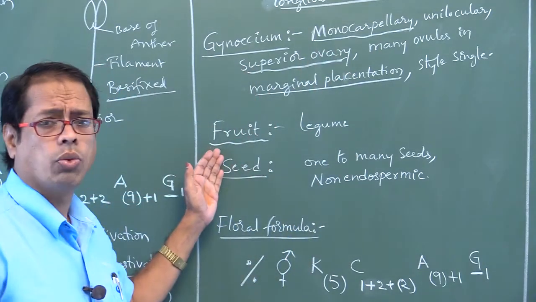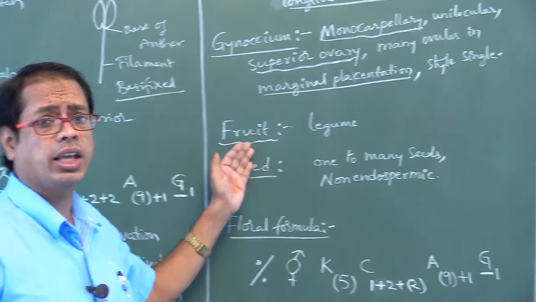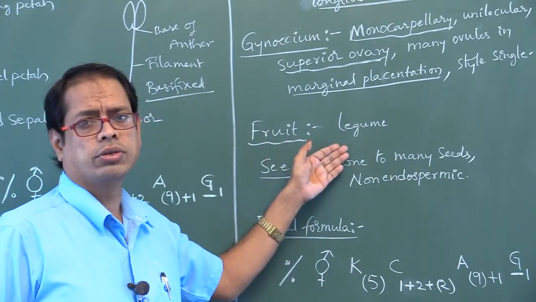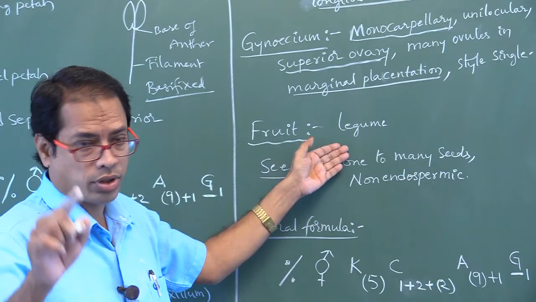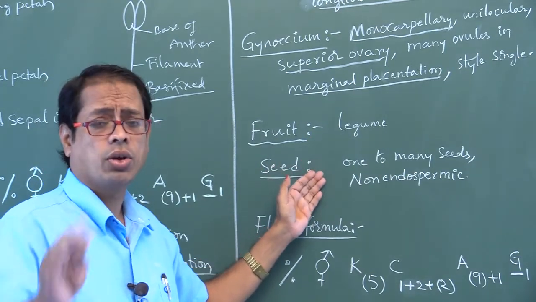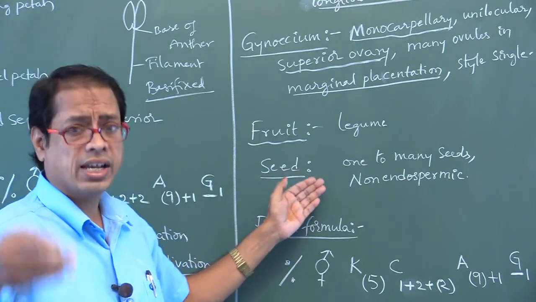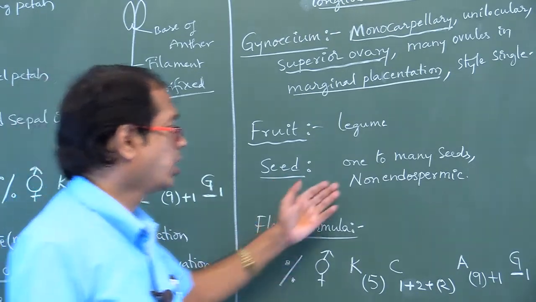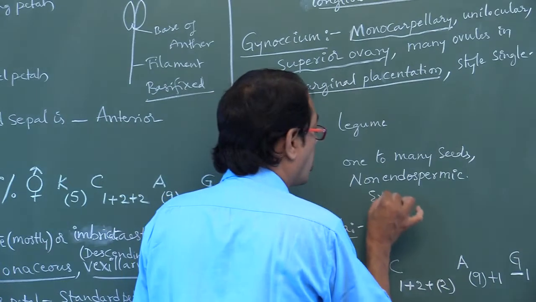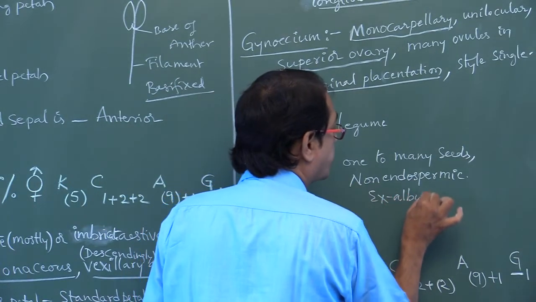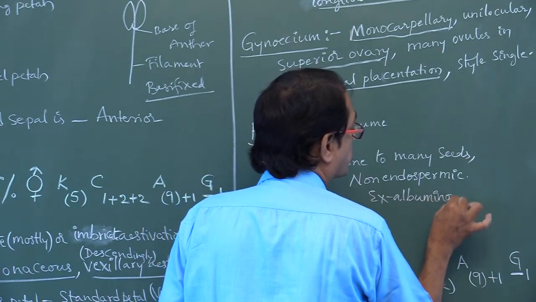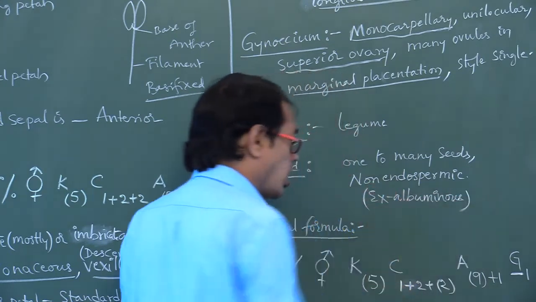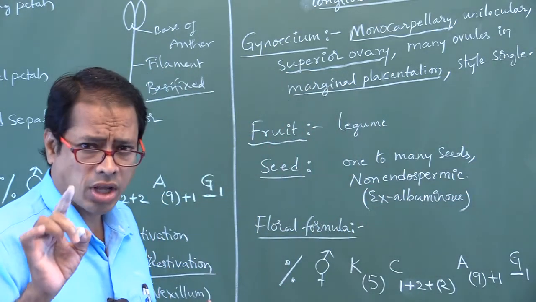Right. Fruit. What type of fruit do you find in Fabaceae? Legume fruit. That fruit contains how many seeds? 1 to many seeds are present. As it is a dicot family, there are non-endospermic seeds. Non-endospermic seeds are also called exalbuminous seeds.